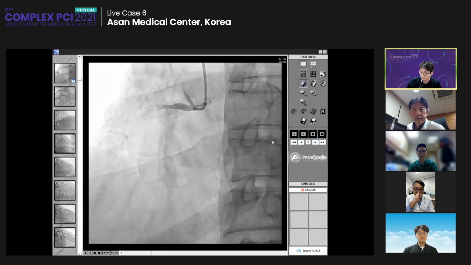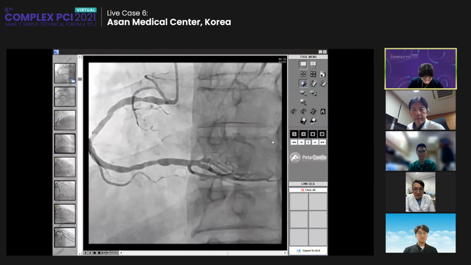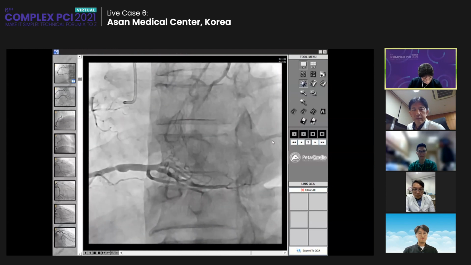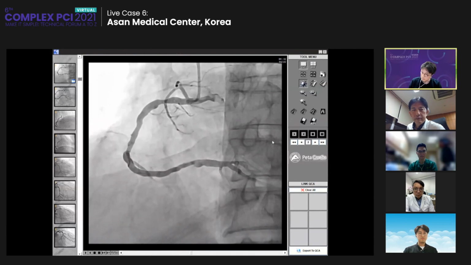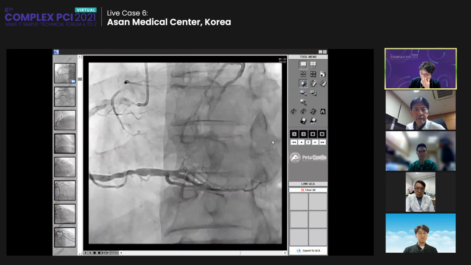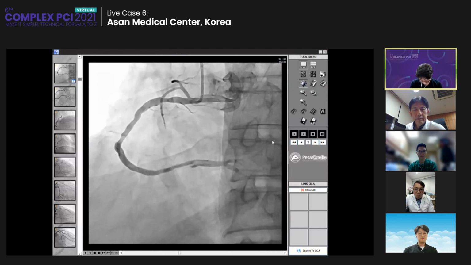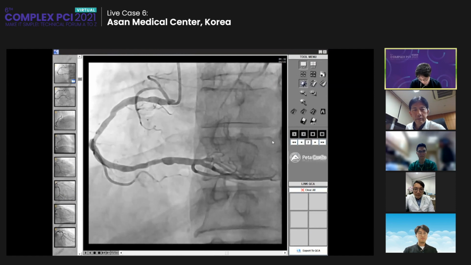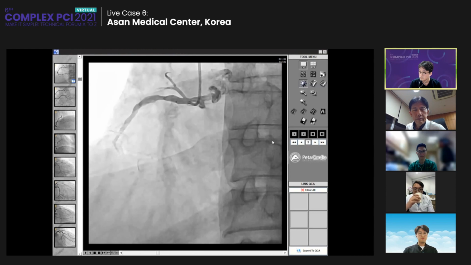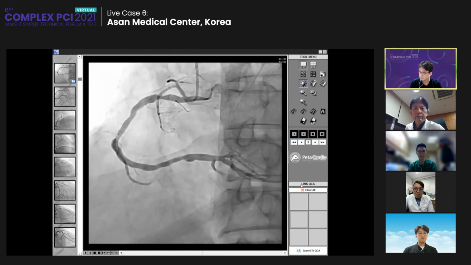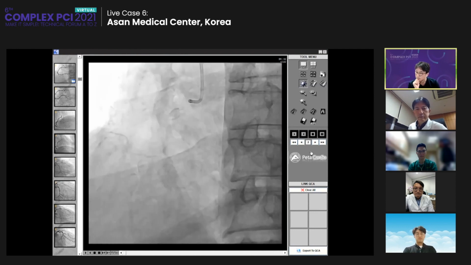We already took an angiogram for the current status. And this is the angiogram of the right coronary artery. You can see there's a diffuse mild to moderate stenosis at the RCA. And you can see a septal collateral going up through to the LAD. We already took the FFR for this RCA, and it was 0.9.